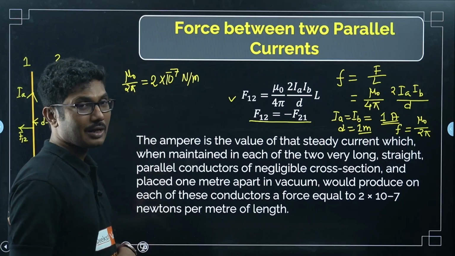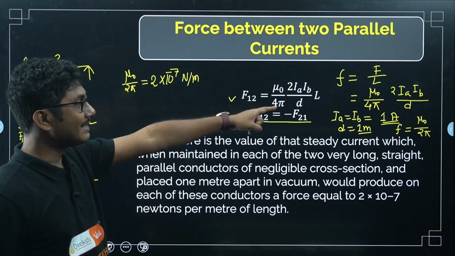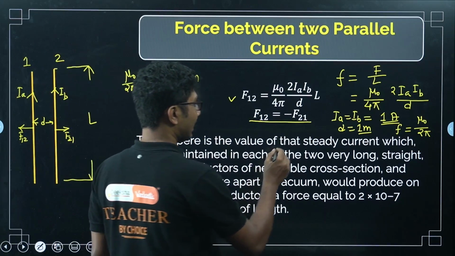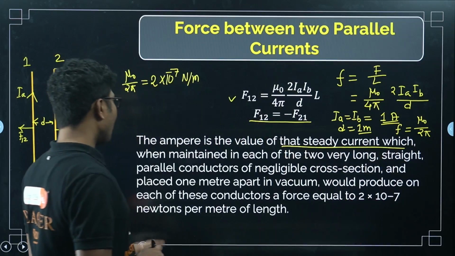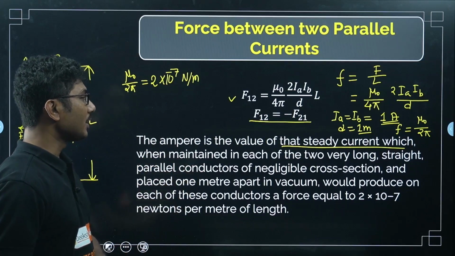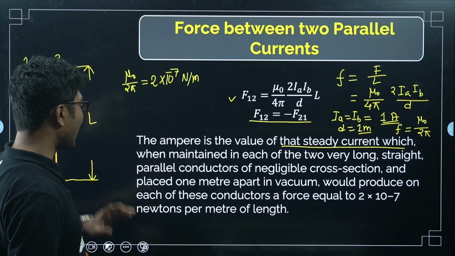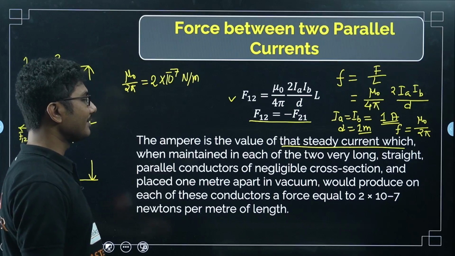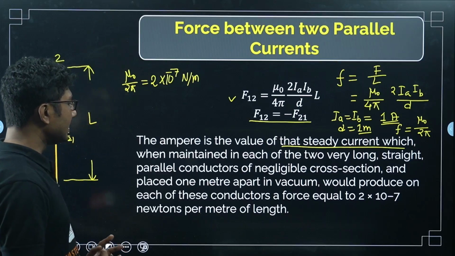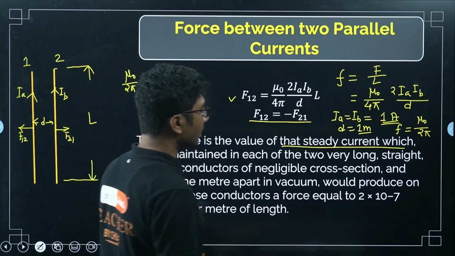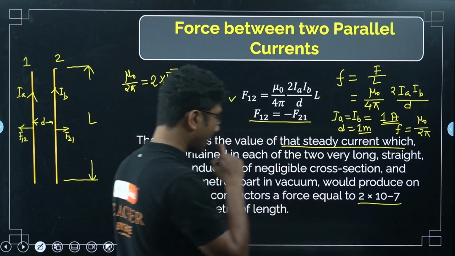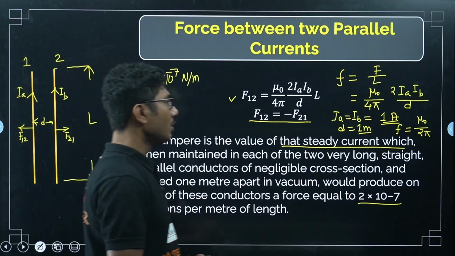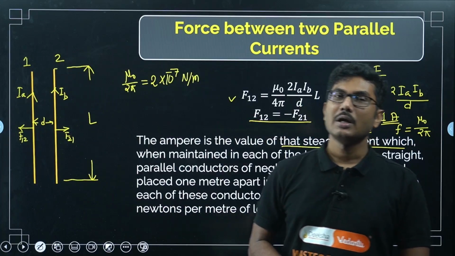To define ampere, we have taken this expression. The ampere is the value of that steady current which, when maintained in each of the two very long straight wires of negligible cross section and placed 1 meter apart in vacuum, would produce on each of these conductors a force equal to 2 times 10 to the power of minus 7 newtons per meter of length. So this is the definition of ampere, also very important.